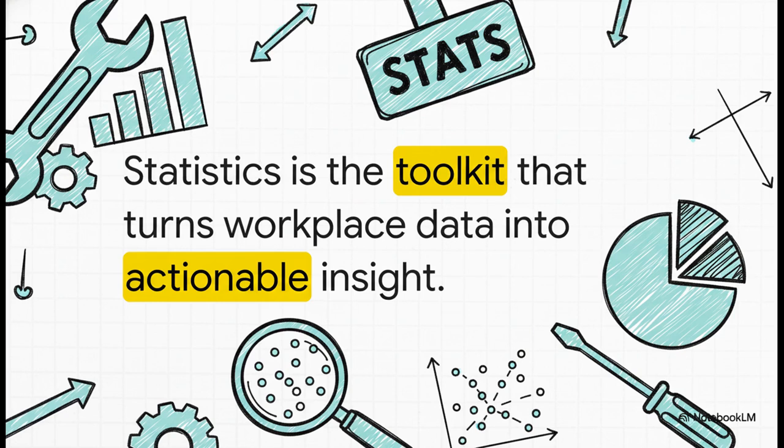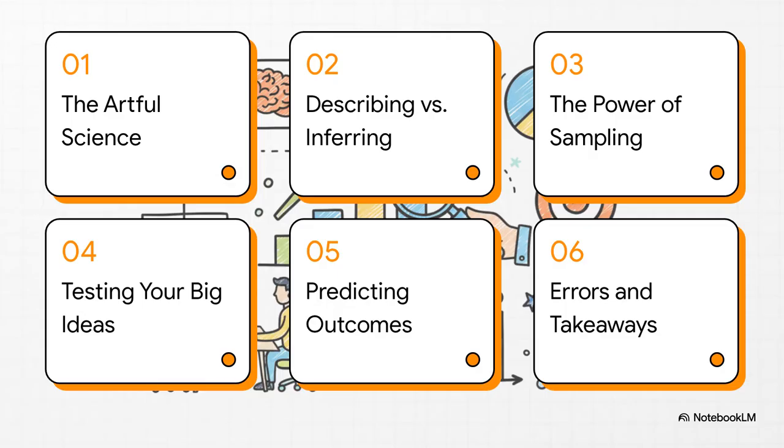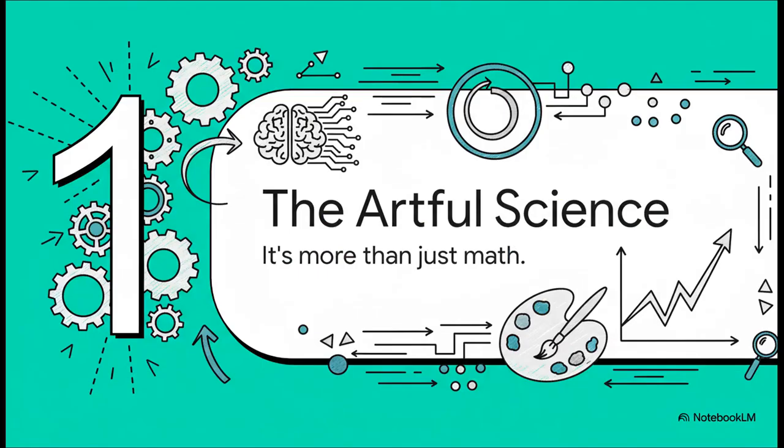So in this explainer, we're going to break down the foundational statistical concepts you need to understand how we can use data to make smarter, fairer, and way more effective decisions about the workplace. Think of this as a data detective's journey. We'll start with the basics: what statistics really is, this mix of art and science. Then we'll learn how to describe the data you have versus making educated guesses from it. We'll cover the right way to sample, how to test your big ideas, and even how to predict the future. And finally, we'll wrap it all up with the potential pitfalls and the key things you need to remember. All right, let's kick things off.